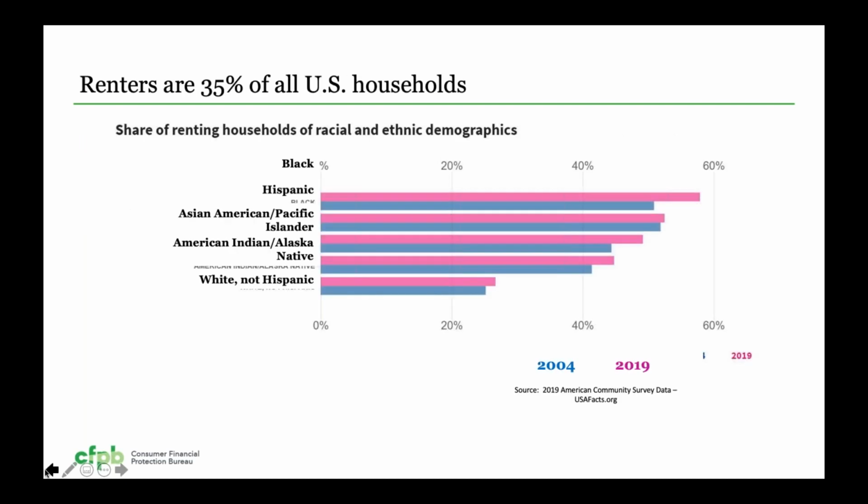All right, I'm going to show you some nice, colorful graphs now. First thing we have here is renters. Renters are 35% of all US households, about 43 million households. In the pink, you'll see the share of folks who are renting their primary home. In the blue is what that amount was roughly 15 to 17 years ago.